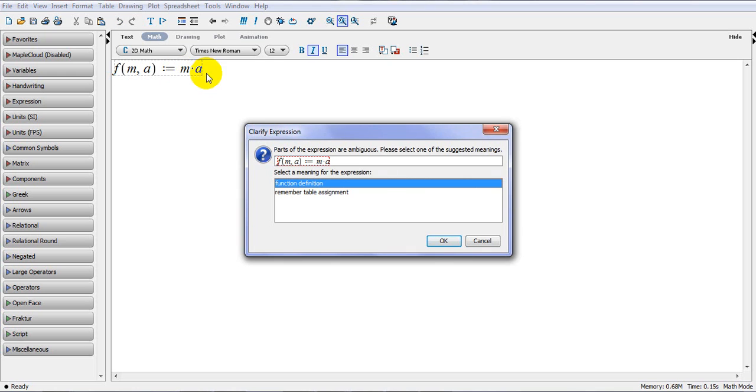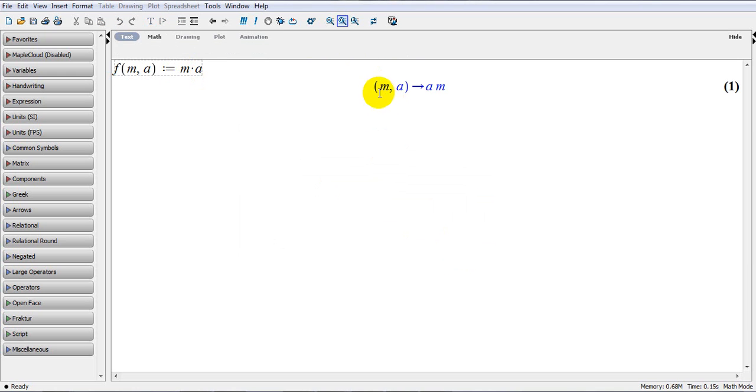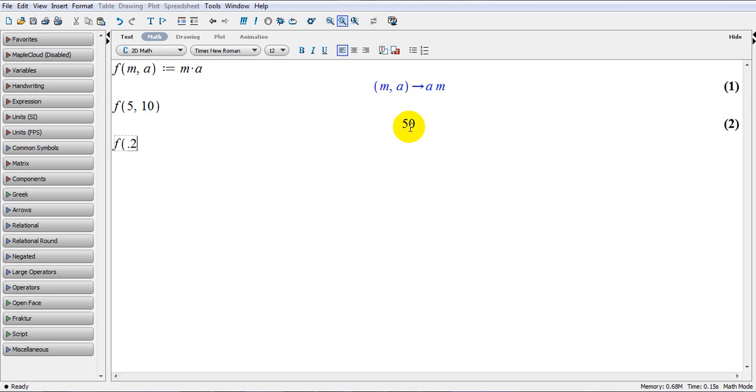As soon as I press enter, Maple is asking, is it a function? The answer is yes. So I can see that I have two variables, M and A, and the result is MA. Now, if I want to find the value of the force function for a mass of 5 kilograms with an acceleration of 10 meters per square second, all I press is here. What if I have a mass of 0.25 kilogram and an acceleration of E to the power minus 5, just for the sake of argument?